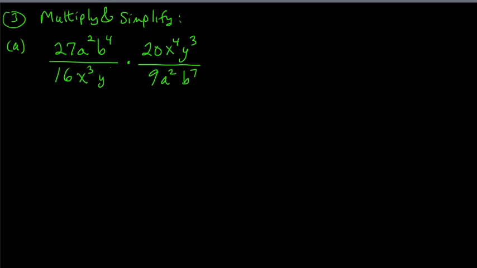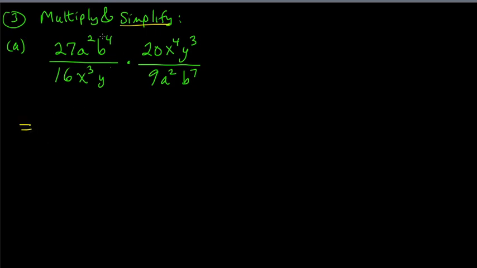Okay, so number 3, we want to multiply and simplify the product of these two fractions, right? 27a squared b to the 4th over 16x cubed y times 20x to the 4th y cubed over 9a squared b to the 7th. Okay, so multiply and simplify, right? Usually you simplify first, right? So that means we want to factor and cancel.